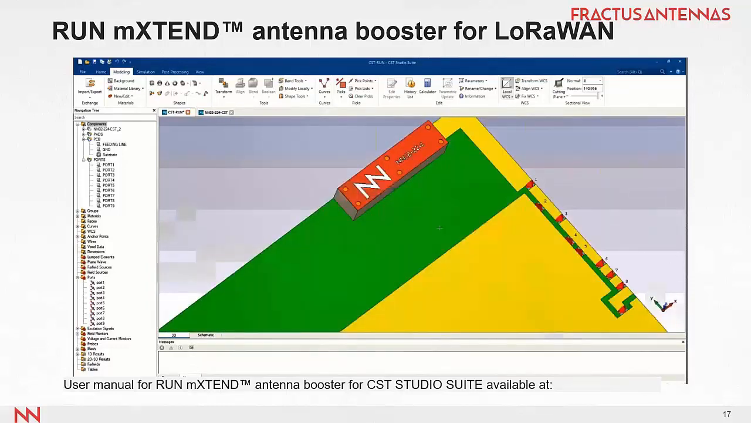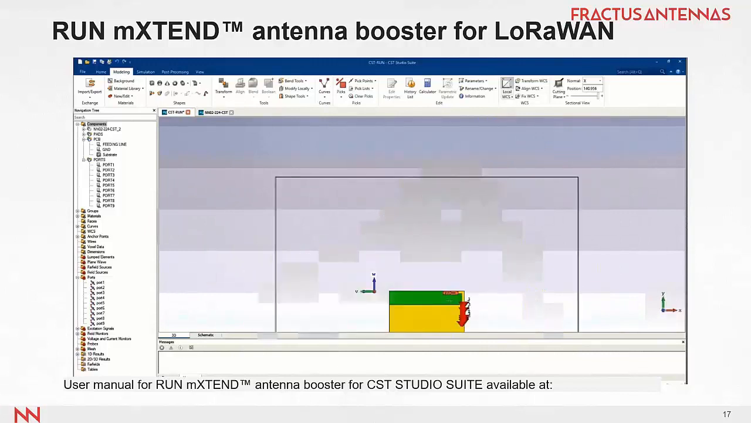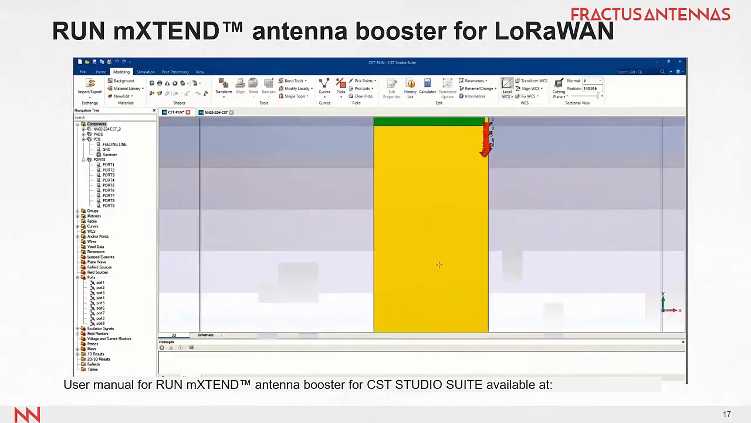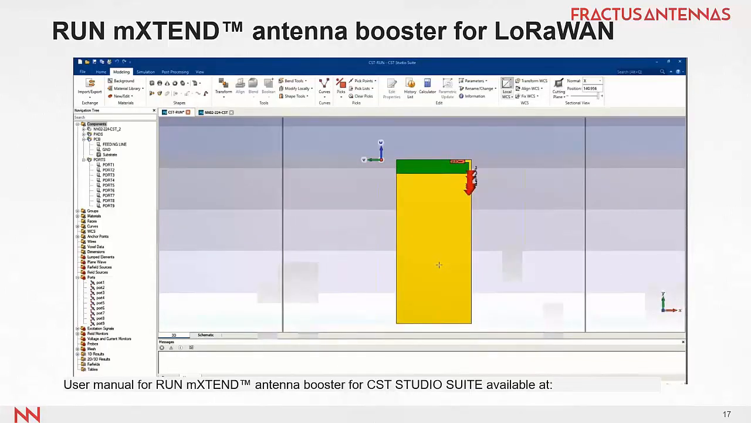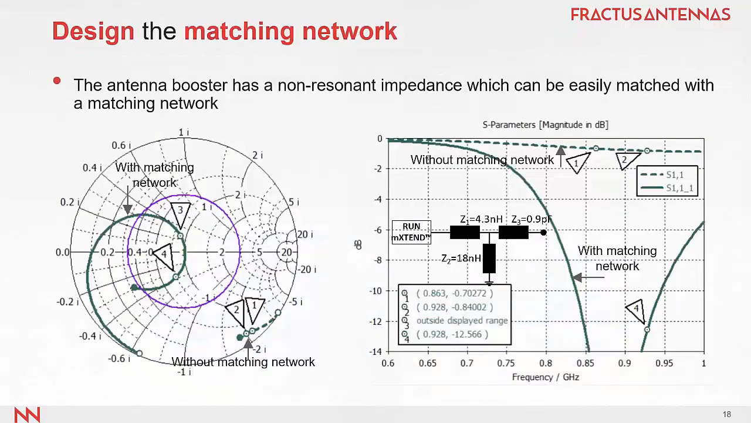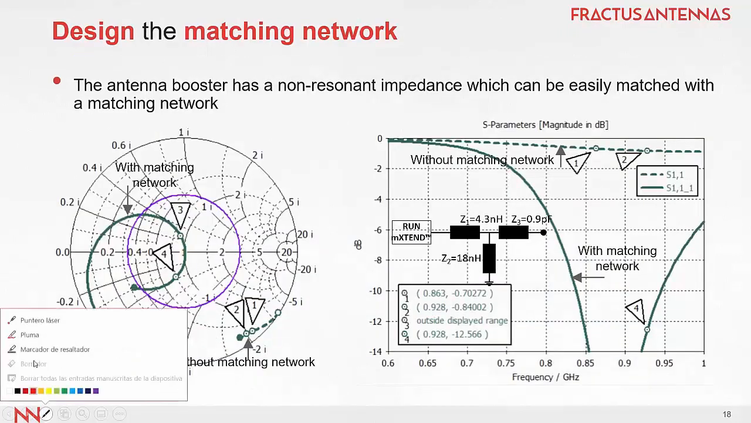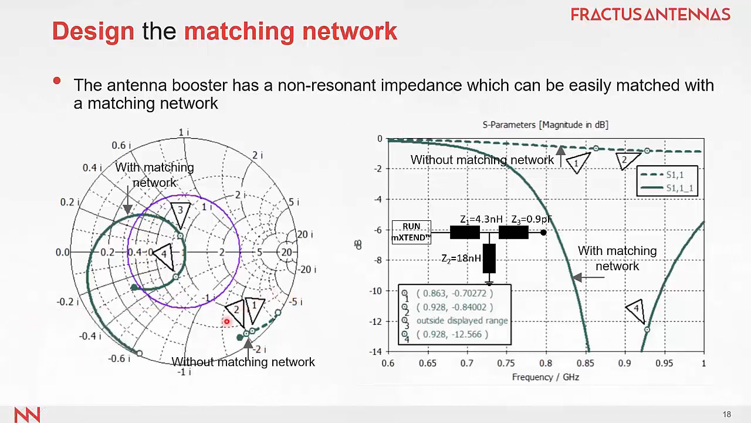And that's all. We are ready to simulate this structure so we can obtain the S parameters, and with those S parameters, we are going to design the matching network. So we are going to do step number 2. Step number 2 is to design the matching network. As we see in this slide on the left, the antenna booster with no matching network is reactive. It's a non-resonant element. So the antenna does not operate here unless you put a matching network. You can see that it's quite reactive.